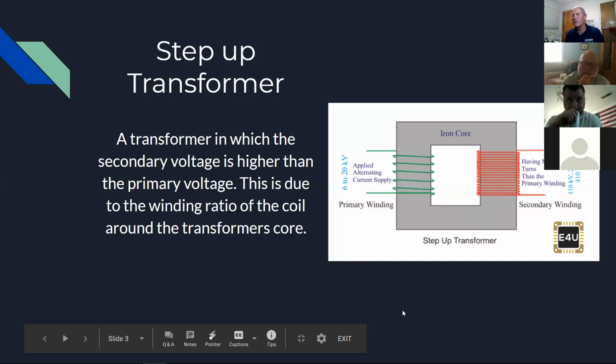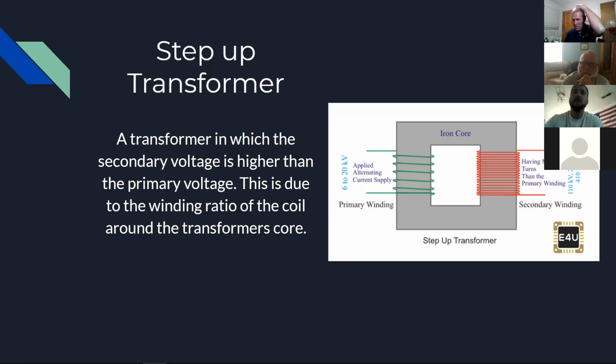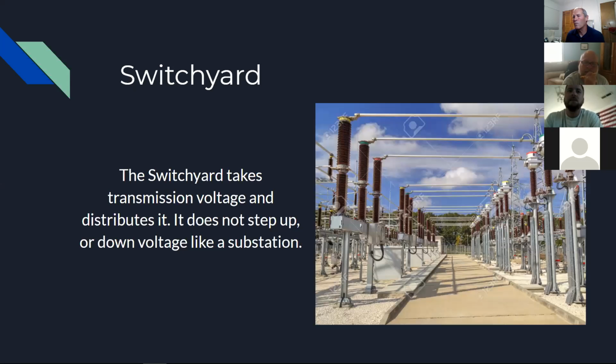Thank you. Coming out of the generating station, you got a step-up transformer, which gets it ready for transmission voltage, because it's a lot cheaper than trying to get it up to transmission voltage in the generating station. Okay. And then we've got a switch yard, which takes transmission voltage and distributes it. It doesn't step up or down voltage like a substation. Correct.